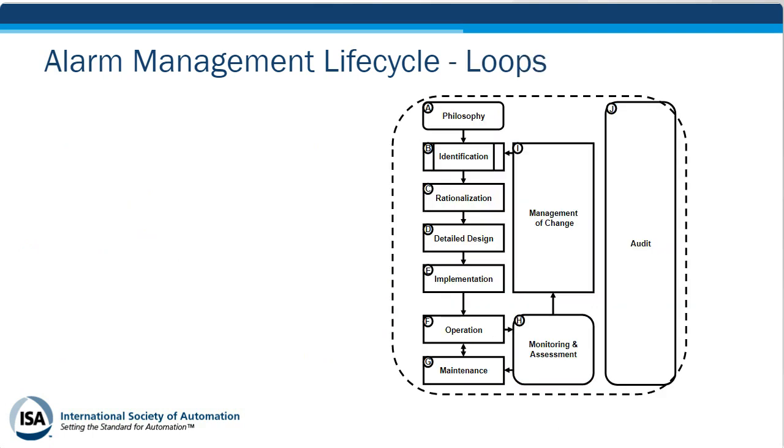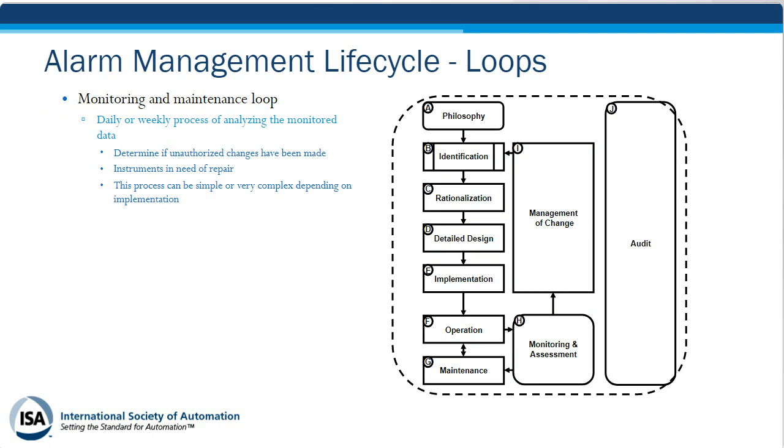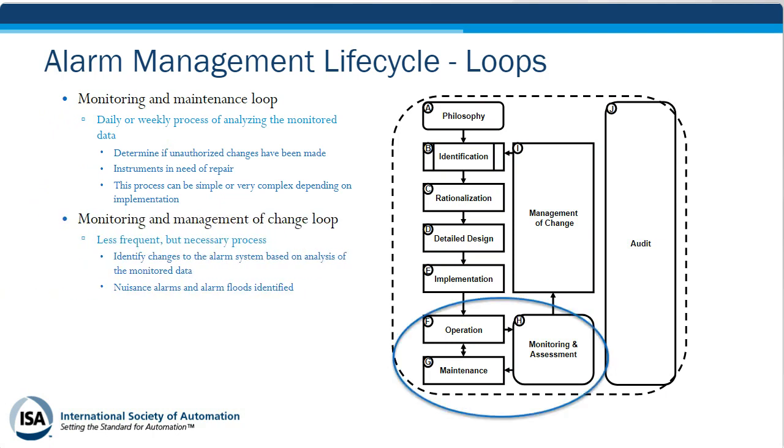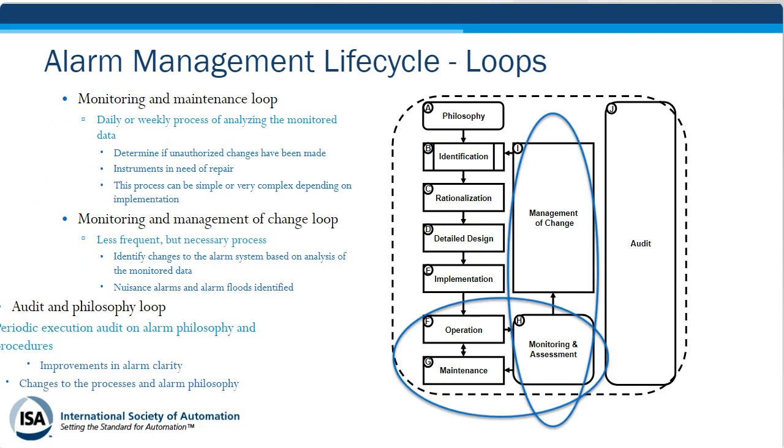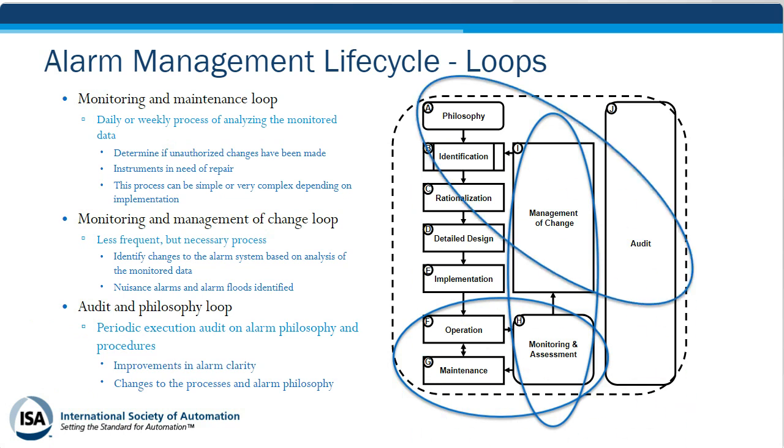Within the alarm management life cycle, we have three loops. The first is the monitoring and maintenance loop. This is a daily or weekly process of analyzing and monitoring the data. It helps us determine a number of things. Is there something that needs to be repaired? Do we need to implement advanced alarm management to mitigate alarm floods or things like that?